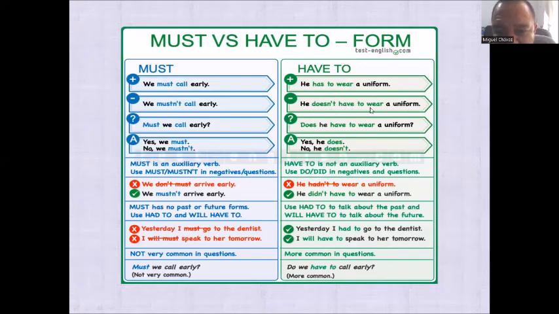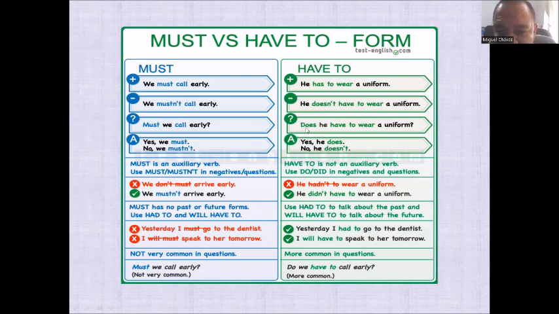She doesn't have to wear a uniform. It doesn't have to wear a uniform. Remember, we have the other form. I don't have to wear a uniform. You don't have to wear a uniform. They don't have to wear a uniform.